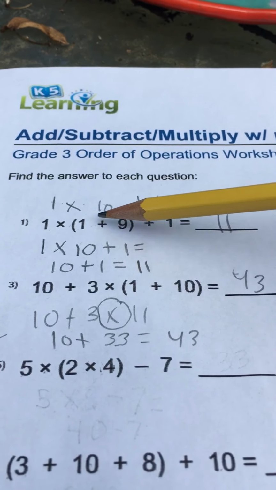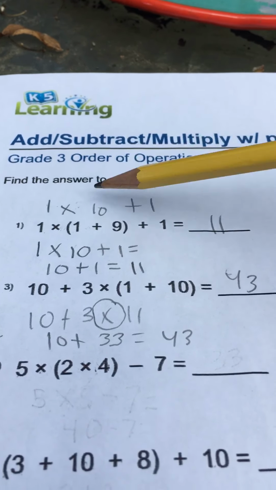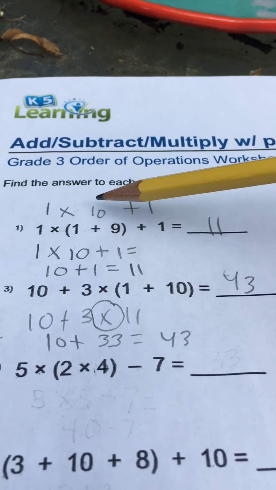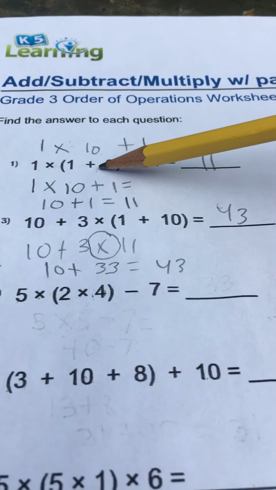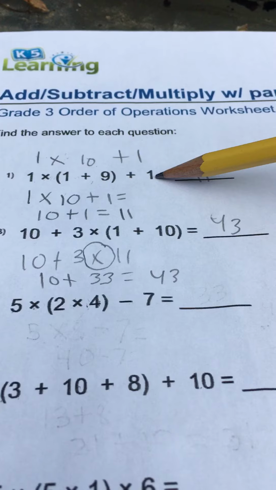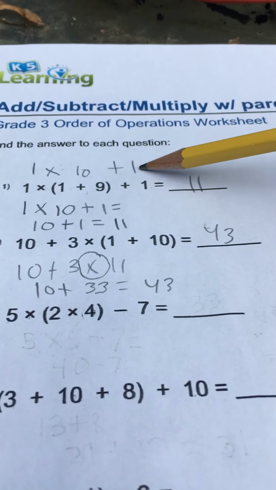So whatever's on the outside of the parentheses, you're going to have to reuse or use again. So this is why I have the 1 times and then the answer to the problem in the parentheses. And then I added the plus 1. So now I have a new problem. I have 1 times 10 plus 1.